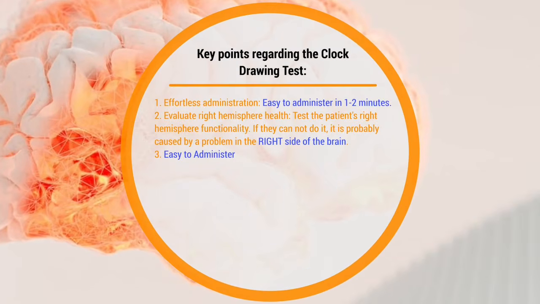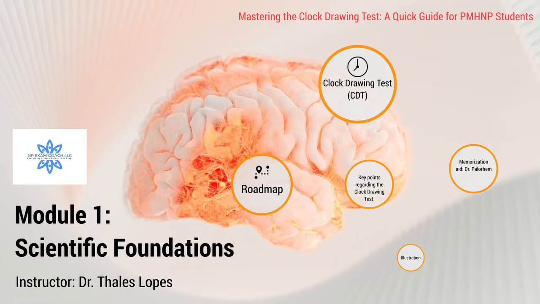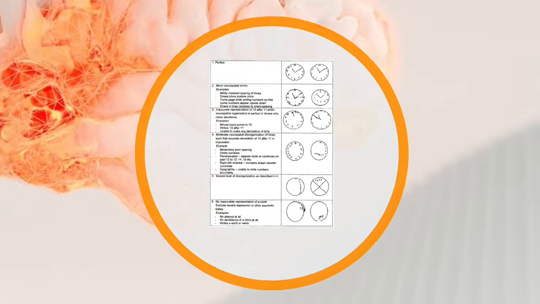Okay, once again, let's remind ourselves of the key points about the clock drawing test. It is easy to administer, 2 minutes. It evaluates the right hemisphere health, tests the patient's right hemisphere functioning. If they cannot do it, it is probably caused by a problem in the right side of the brain. And once again, it is easy to assess and give this test.